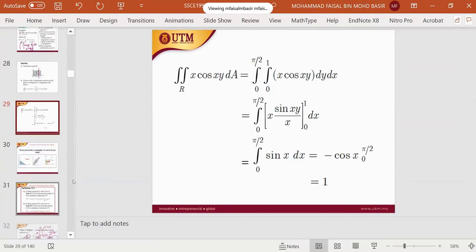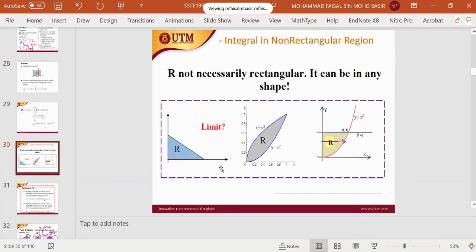Okay, so next will be non-rectangular region. It's a little bit harder than before. So here we have vertical strip and we have horizontal strip. Vertical strip from here to here, the limit. Horizontal strip from left to right. So this is the leftmost limit, rightmost limit. Bottom limit, upper limit.